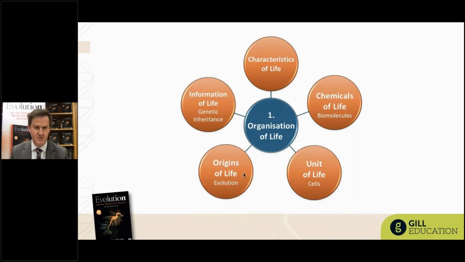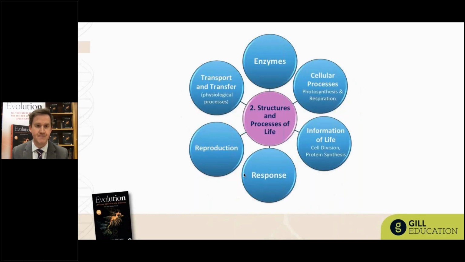The first core strand is called organization of life. As you can see, there's 5 areas and 5 divisions within that. So the characteristics of life, probably all very familiar with teaching. The chemicals of life, looking at biomolecules. The units of life, looking at cells. The origins of life and evolution, including, as I said earlier on, a little bit on artificial selection. And then information of life, looking at genetic inheritance. That's all within the organization of life strand.